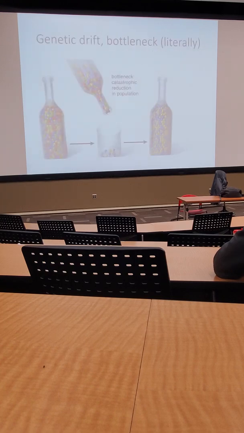So this is just an illustration from your book about a bottleneck, like literally using a bottleneck, right? If you have a lot of genetic diversity in this bottle, but only blue and yellow marbles come out, then as the population increases, it's going to increase allele frequency, blue and yellow, for no other reason than sampling. So what does that do to populations over time? It reduces their genetic variation, right?